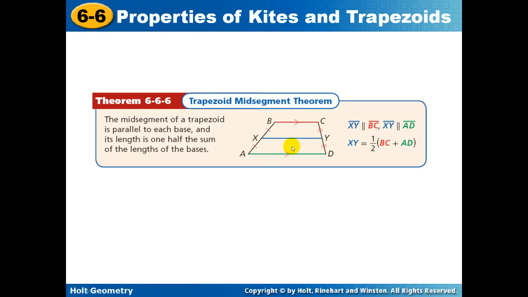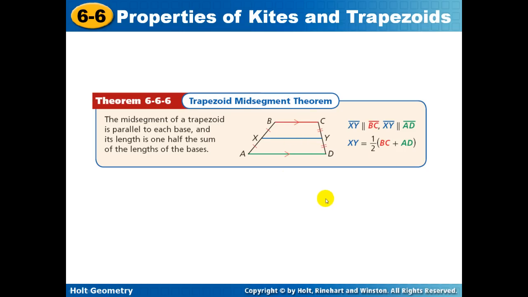The second one is that it's the average of the lengths of the bases. So if you were to take the lengths of the bases and average them, meaning you add them up and divide by 2, you get the length of the mid-segment. It's exactly halfway between them, and it's exactly halfway between them in terms of length as well. Distance and length both.